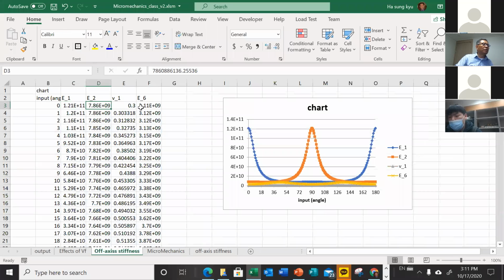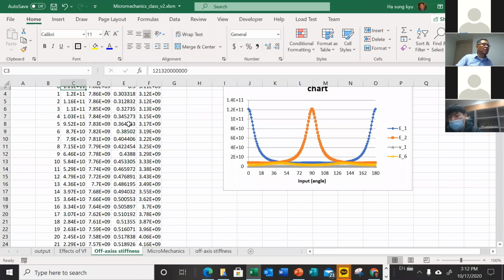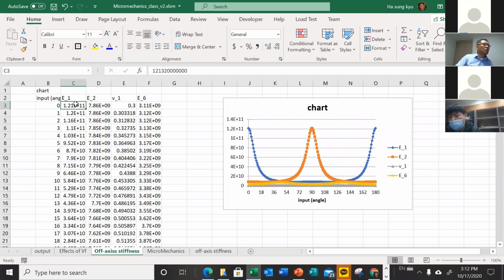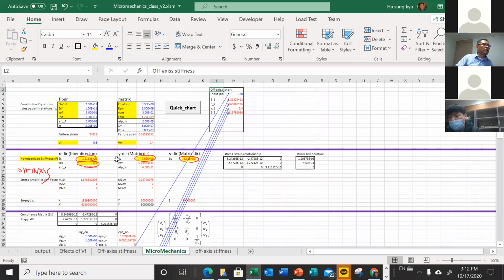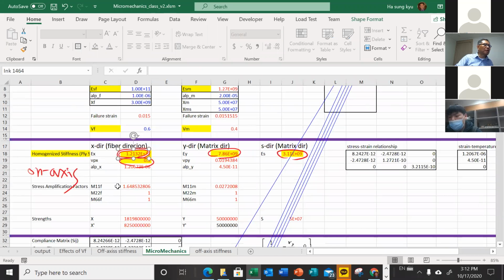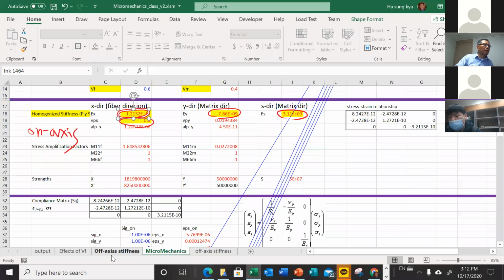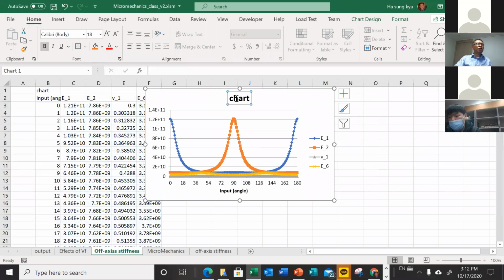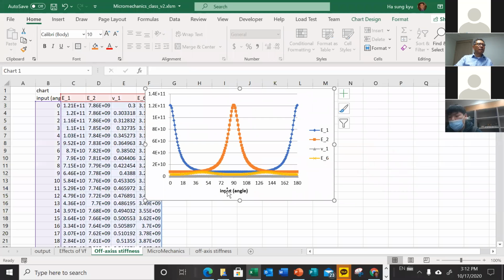And all the output is calculated along with the angles from 0 to 180 degrees automatically. Also pay attention to the definition of this. And this is the 0 degree, 121, exactly the same as the input we have. See here, on axis, stiffness, compliance, the stiffness engineering constant is exactly the same as the on axis, simply because this is 0 degree. So that is the chart, and let's see.